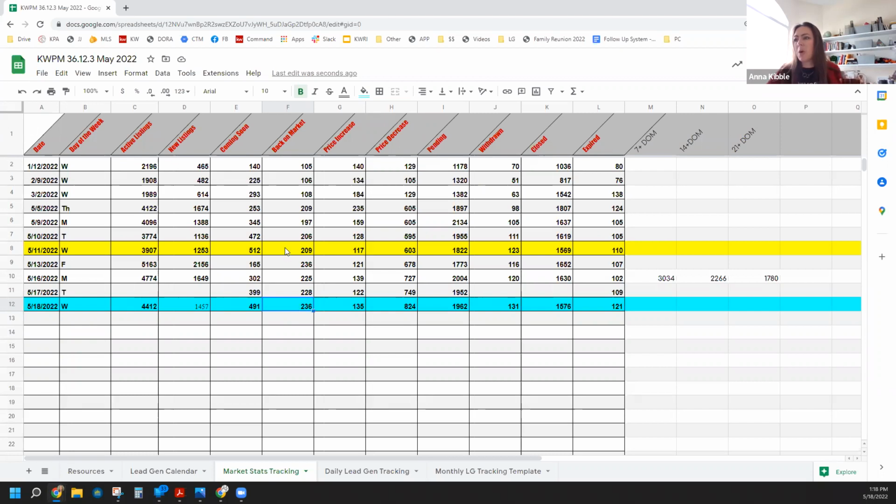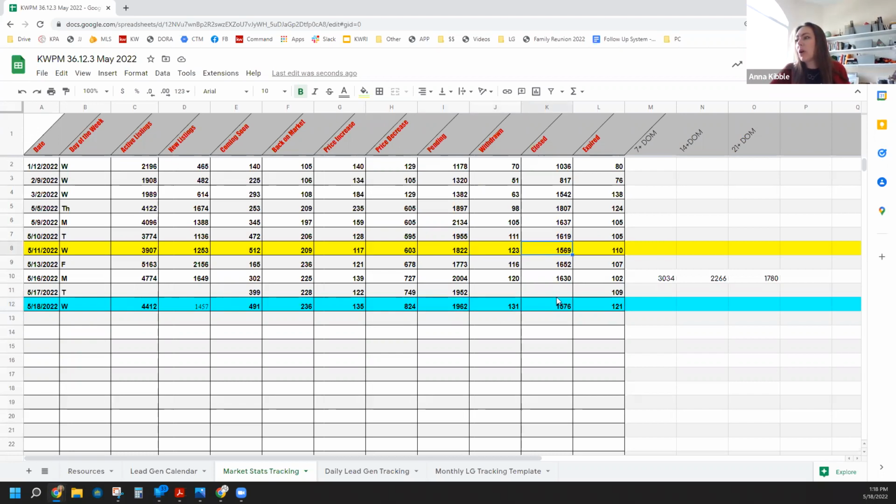So homes back on the market staying fairly steady. Price increases still really similar to last week. Price decreases, a big jump, 220 additional price decreases this week, right? Very interesting. Pendings, about 150 more off of the market this week than there were last week. So activity's up a little bit, listings are up a little bit. So that's a good thing.